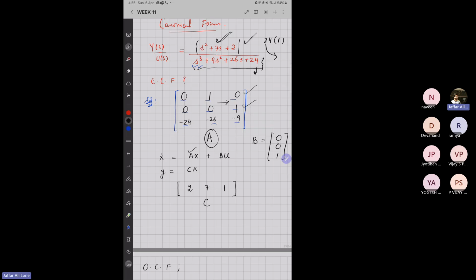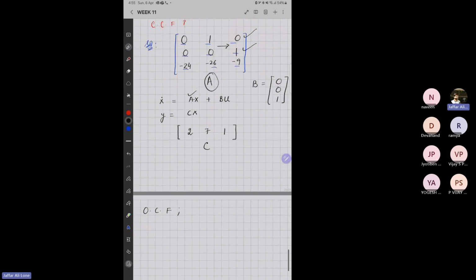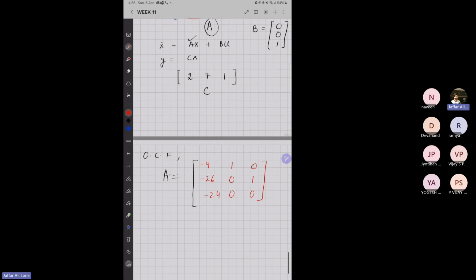Okay. So now let's look at the observable canonical form. In case of observable canonical form, you can start from controllable canonical form. Again, you need to write A. When you are done with controllable canonical form, just take this last row and write it as a column in reverse order. So I'll write it as 9, minus 26, minus 24, right? So I took the last row and wrote it as a column. Then I will take this row and write it as 1, 0, 0. Similarly, this row will be 0, 1, 0. This is my A matrix for observable canonical form.